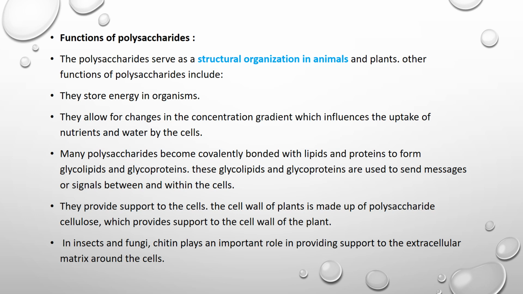The cell walls of plants are made up of the polysaccharide cellulose, and the cellulose supports the cell wall of the plant. In insects and fungi, chitin plays an important role in providing support to the extracellular matrix around the cells.